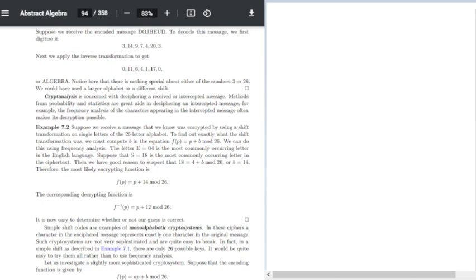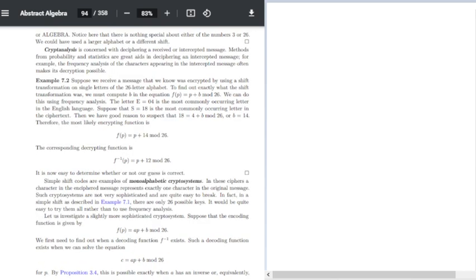Example 7.2. Suppose we receive a message that we know is encrypted by using a shift transformation on single letters of the 26-letter alphabet. To find out exactly what the shift transformation was, we must compute b in the equation f(p) = p + b mod 26. We can do this using frequency analysis. The letter E = 04 is the most commonly occurring letter in the English language. Suppose that S = 18 is the most commonly occurring letter in the ciphertext.